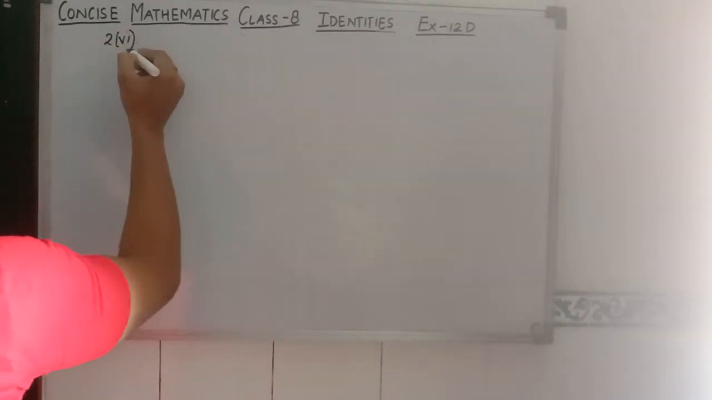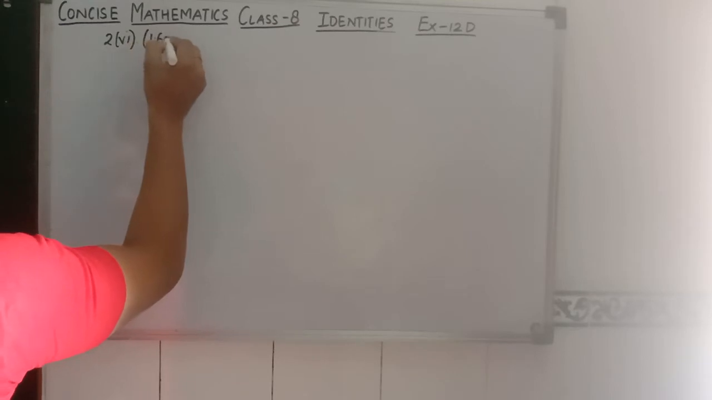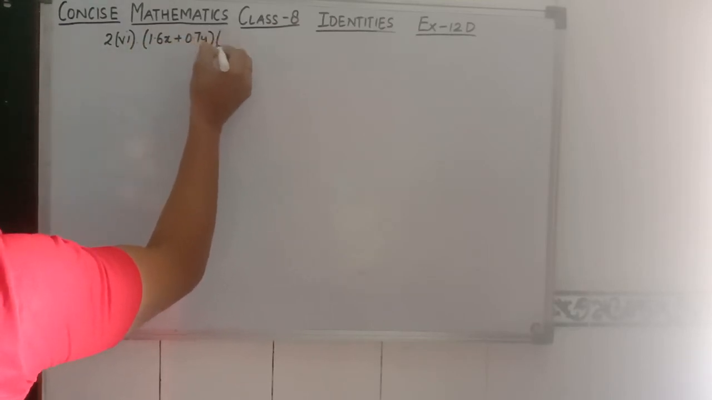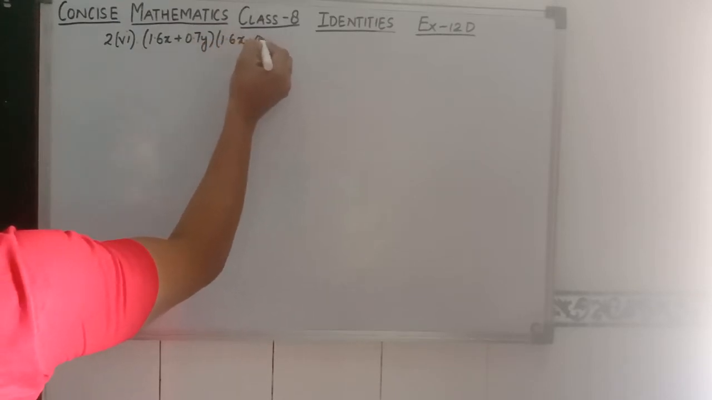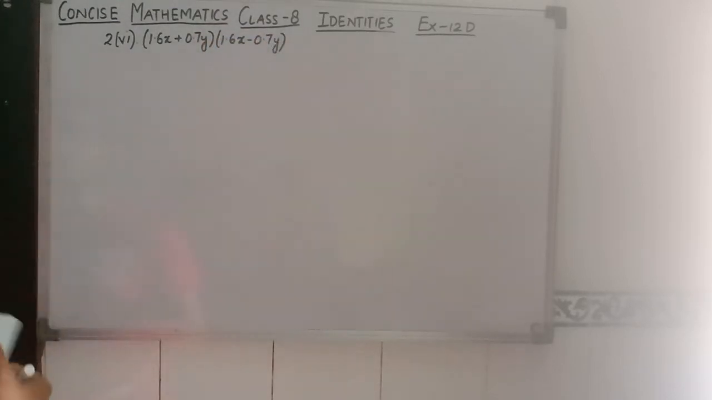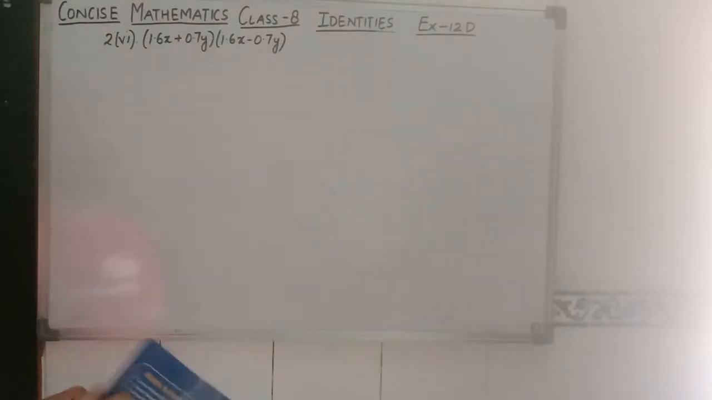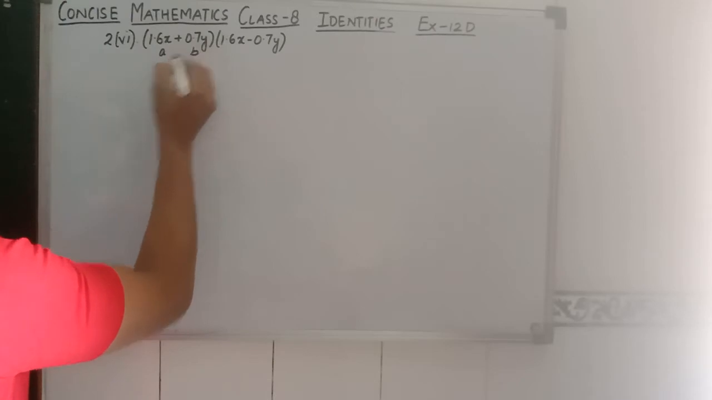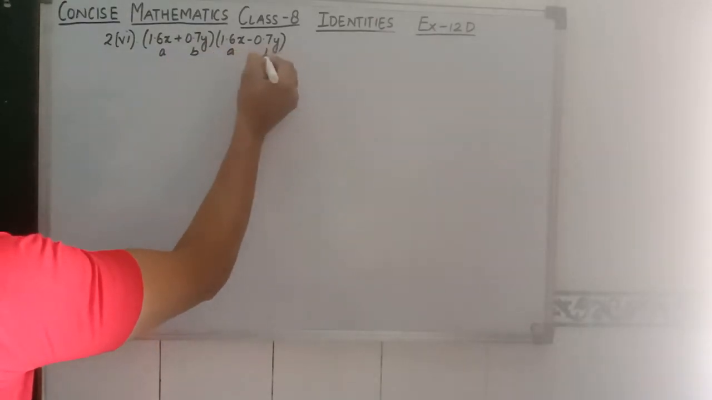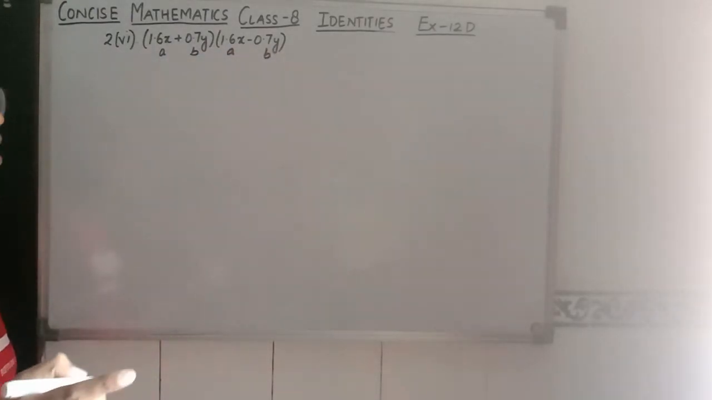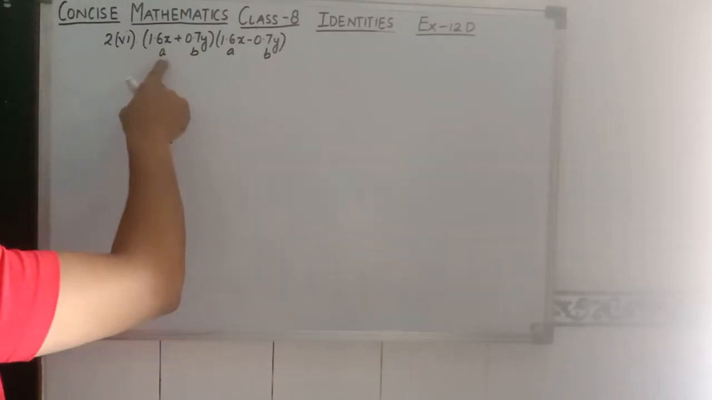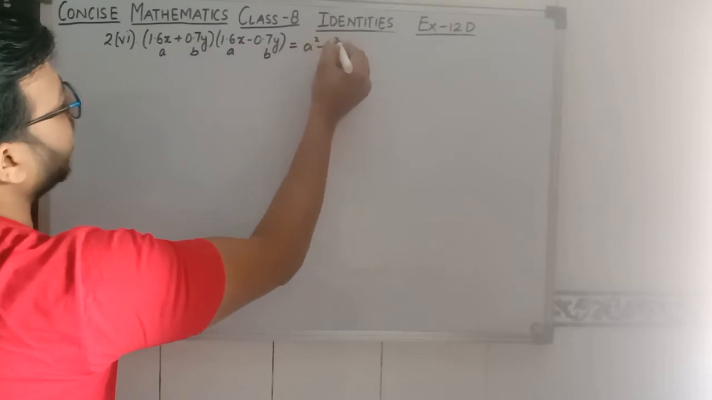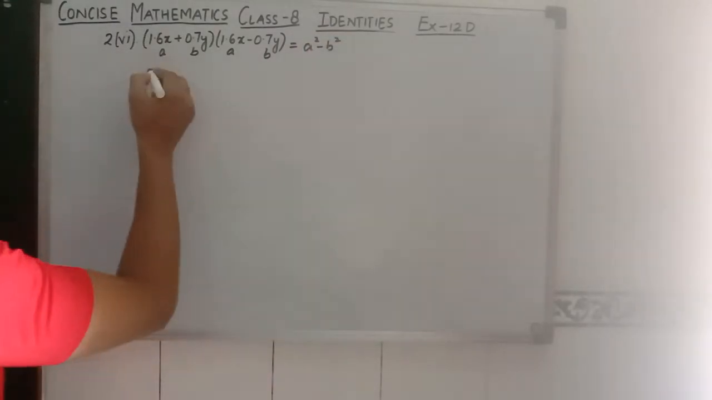Question number 2, part 6 is saying 1.6x plus 0.7y, 1.6x minus 0.7y. Now if you observe this question, the first term is same and second term is same. So if you consider this a and this term as b, so this is also a and this is also b. Now the question is similar to the identity a plus b, a minus b, which is equals to a square minus b square. That is why we place the identity.